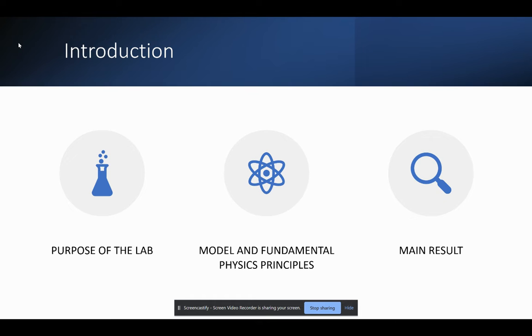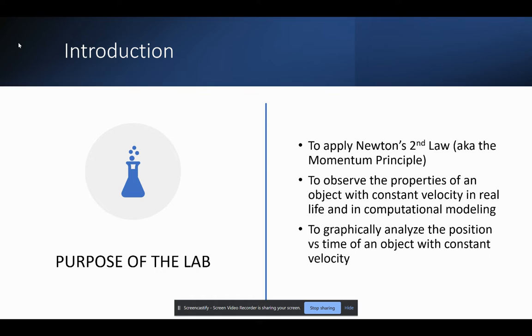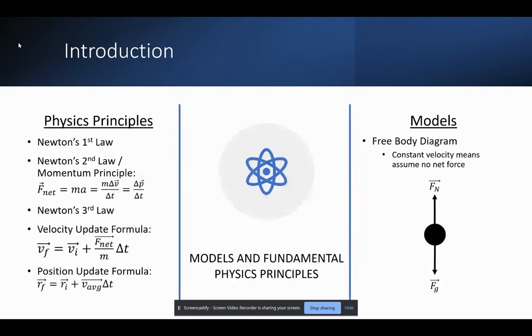To introduce this lab, let's first analyze its purpose, its models and fundamental principles, and the main result. The purpose of this lab is to apply Newton's second law, aka the momentum principle, to observe the properties of an object with constant velocity in real life and in computational modeling, and to graphically analyze the position versus time of an object with constant velocity.